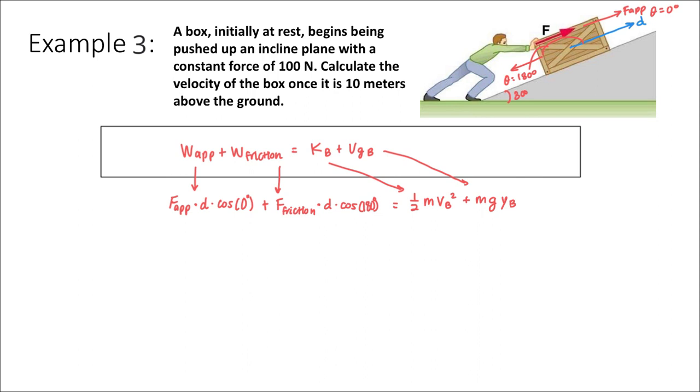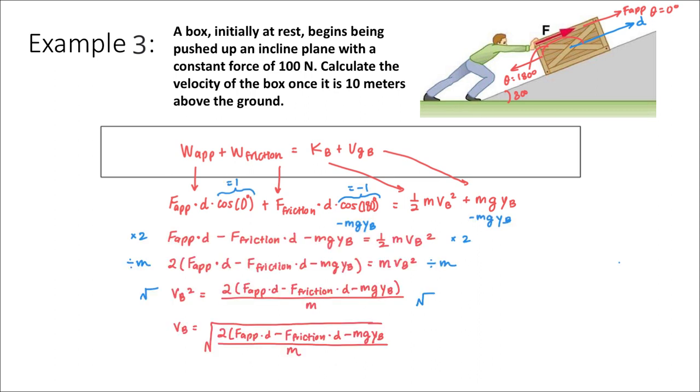If I rearrange this equation for the velocity, it will look like this. I've gone ahead and shown my steps in algebra in blue. And remember, cosine of 0 is 1, and cosine of 180 is -1, and that's where the negative in front of the force of friction came from.